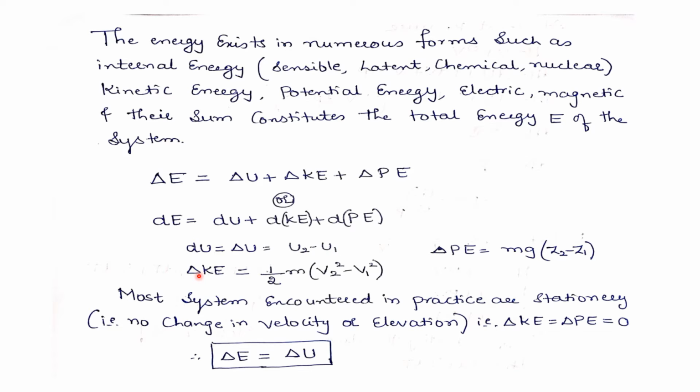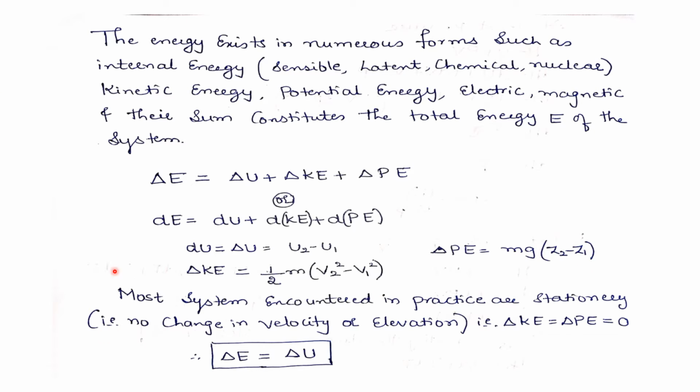Similarly, dKE, that is kinetic energy, or delta KE, how are we going to write? The kinetic energy formula is 1 upon 2 m v square. Similarly, if the system changes from state 1 to state 2, we write 1 upon 2 m (V2 square minus V1 square). Similarly, for potential energy also, delta PE is equal to m g (Z2 minus Z1).